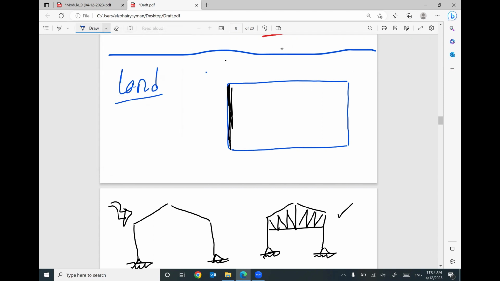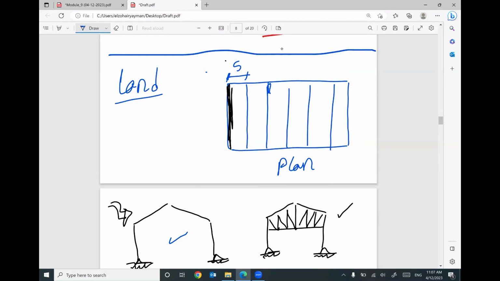First of all, this main system will be repeated at equal spacing, which is called S. This S is very important to calculate your loading. So the first step, we have a frame, that's fine. Your plan will look like this, and we have S, the spacing between frames. Then you will be able to put your purlin.